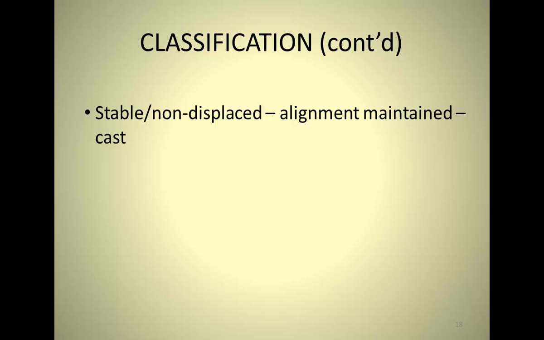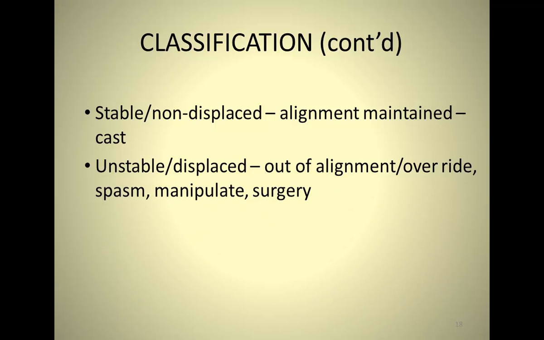So you can have stable versus unstable. Stable is non-displaced. Your alignment is maintained and they'll just cast it. Versus if you have an unstable or displaced fracture, it's out of alignment, it might override. There's going to be spasm. You need to manipulate it and or have surgery. They'll need to manipulate it before they put the cast on it.